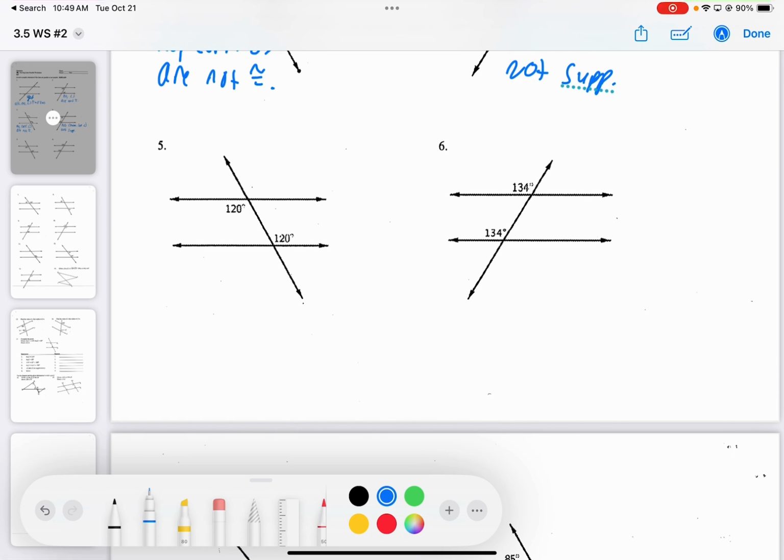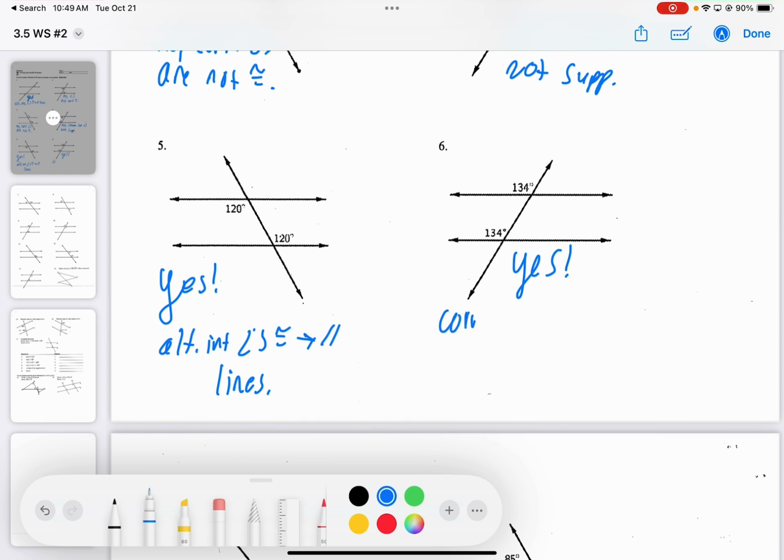Haya, let's go to you next. What about number 5? Nice. So yes, with an exclamation point. Alternate interior angles congruent imply parallel lines. Nice. Albers, we're going to you next. What about number 6? They are indeed parallel. What type of angles do you have? Good. Corresponding angles. So corresponding angles congruent imply parallel lines.